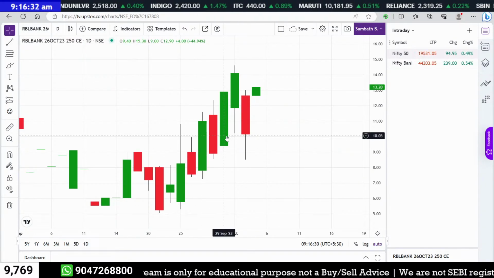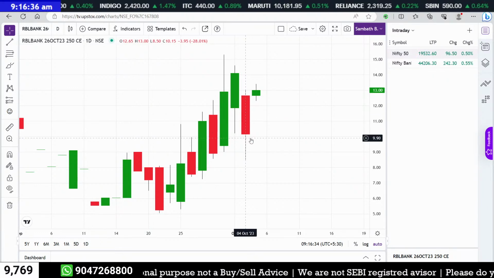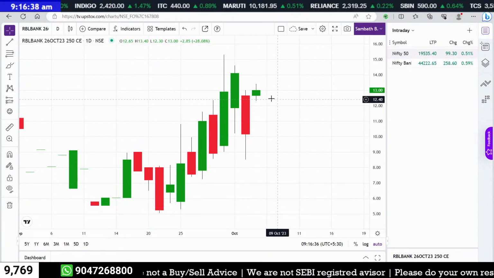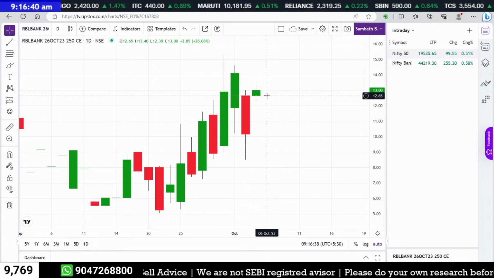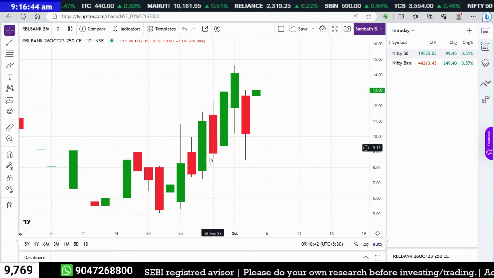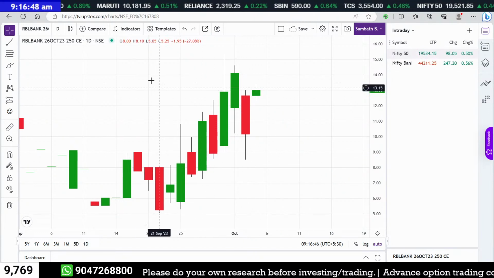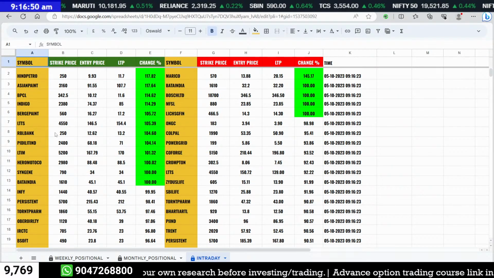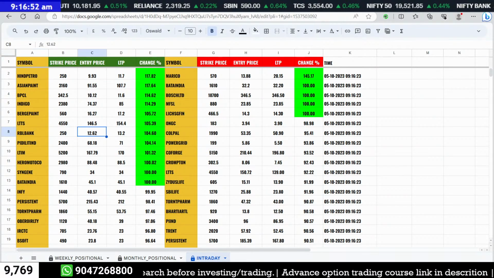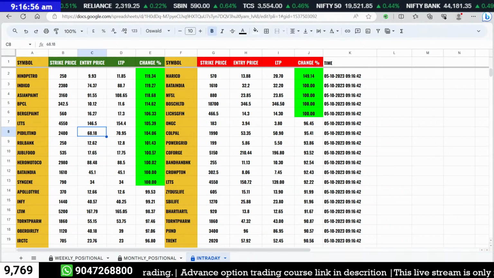Yesterday was a huge negative, and the close was somewhere around 10 rupees. Today it started with a gap higher, nearby the previous day high. So maybe RBL Bank can give you some opportunity. Our entry point on RBL Bank is somewhere around 12.6, and we can check the liquidity of RBL Bank.